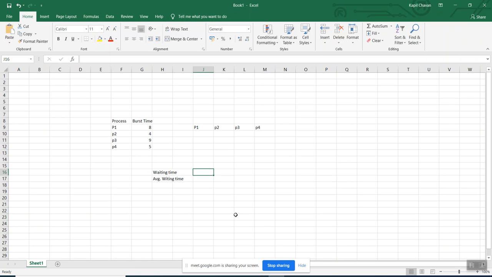Okay, tell me waiting time by process. For P1, waiting time is, P2 waiting time is, P1 waiting time is 8, P2 waiting time is 4, P3 waiting time is 9, and P4 waiting time is 5. Okay, Swapnali, P1 waiting time is 4, P2 5, P3 8 and P4 9.